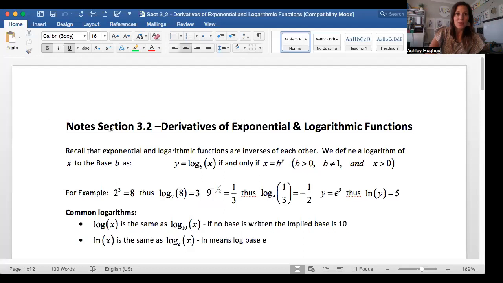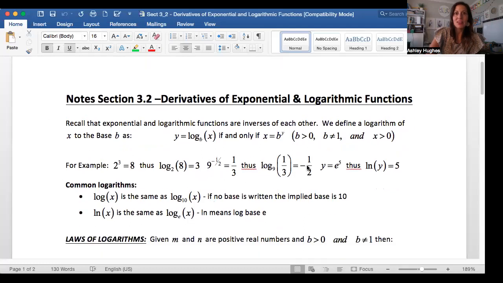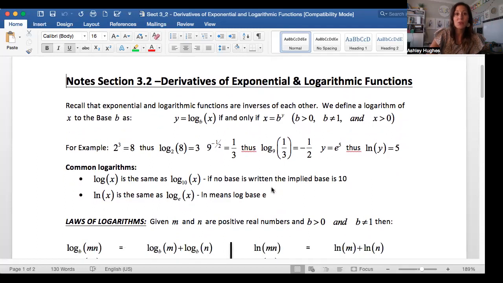Hi guys, today we're going to be doing derivatives of exponential and logarithm functions. So in section 3.2, this first part of the notes is just a recall, hopefully a review, of what logarithms are. If you have log base b of x, that's the same thing as saying b to the y equals x.